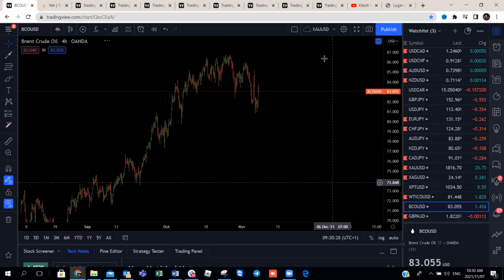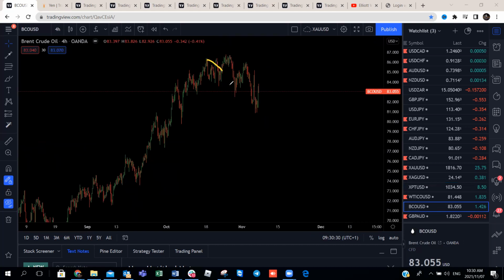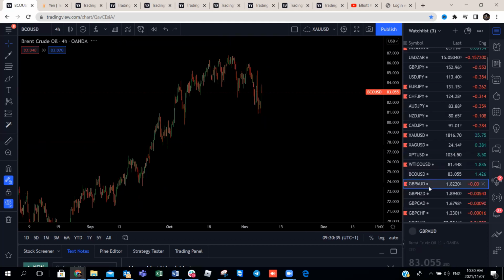Brent crude oil, we've already seen Brent crude oil during trade recaps. That is the 3-wave structure that we're looking at here. We're looking for this to continue to the upside. Right, that is Brent crude oil, pound AUD.